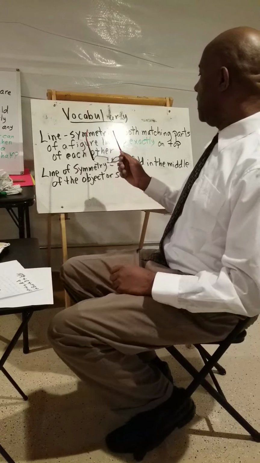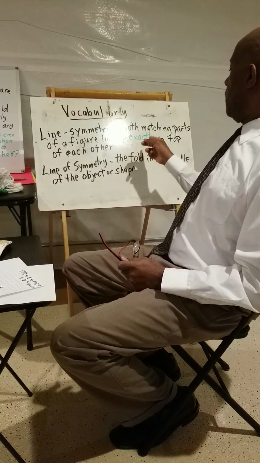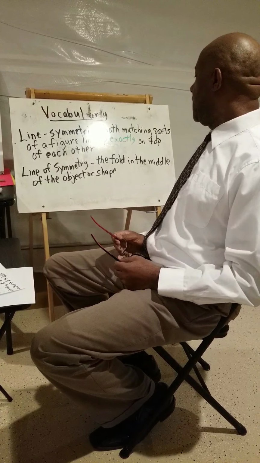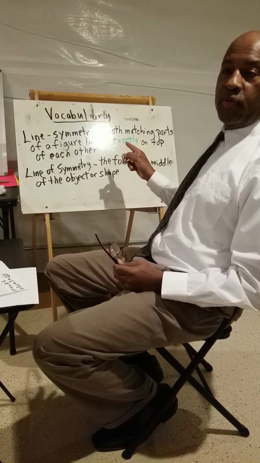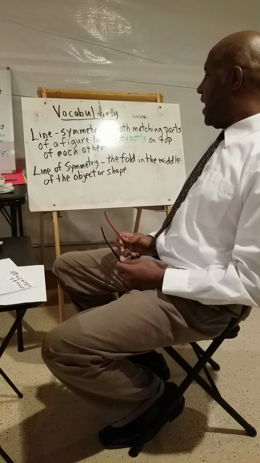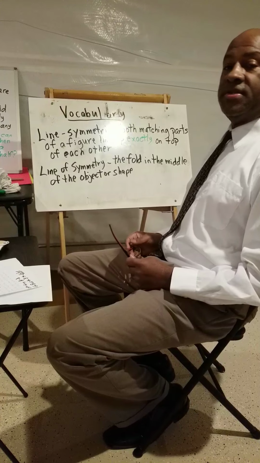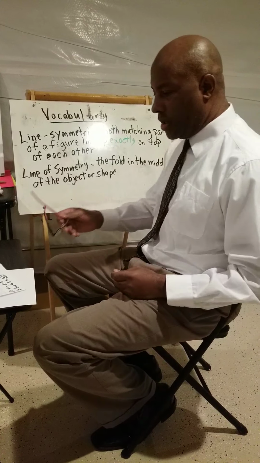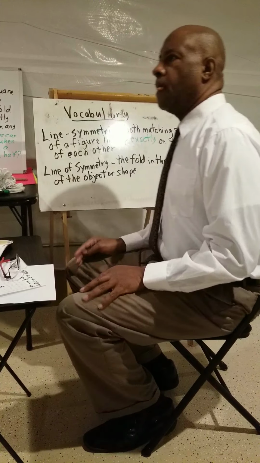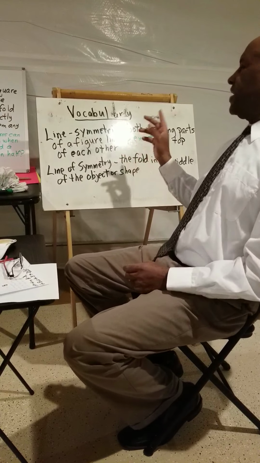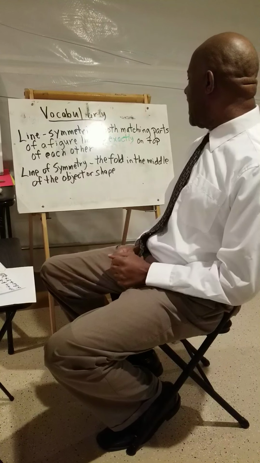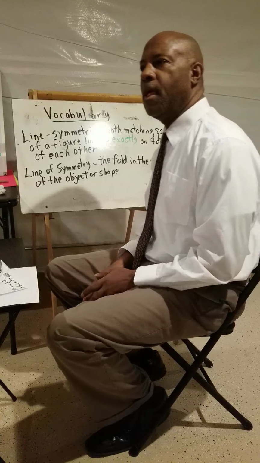So we're talking about line symmetric, and we said that is both matching parts of a figure lined up, and you see I've color coded this, boys and girls, lined up exactly on top of each other. And then the line of symmetry is the fold in the middle of the object or shape. So I want you to think about this line symmetric, where it says both matching parts of a figure line up exactly on top of each other.